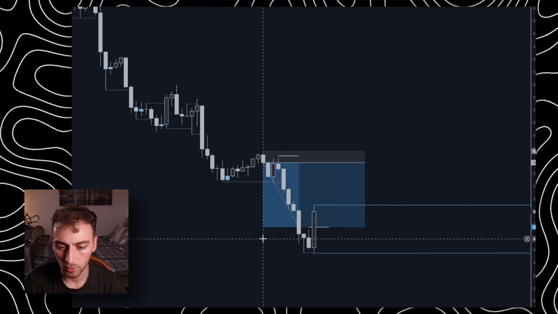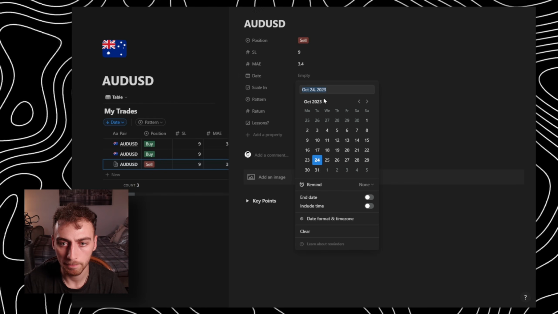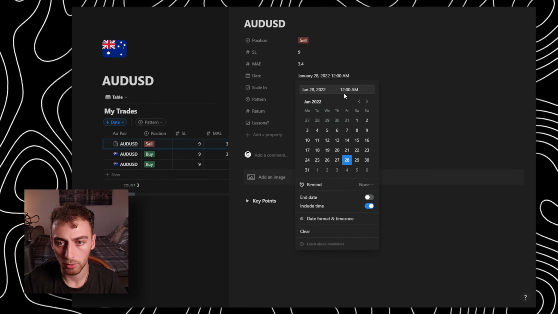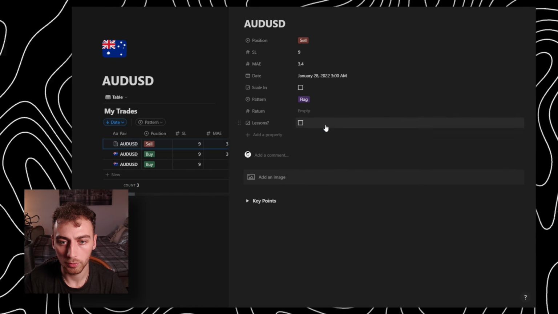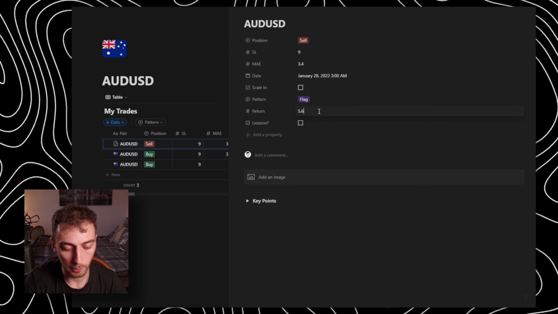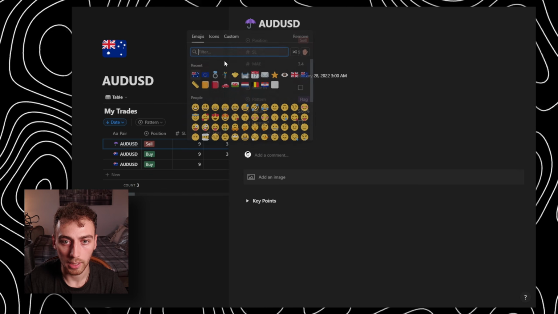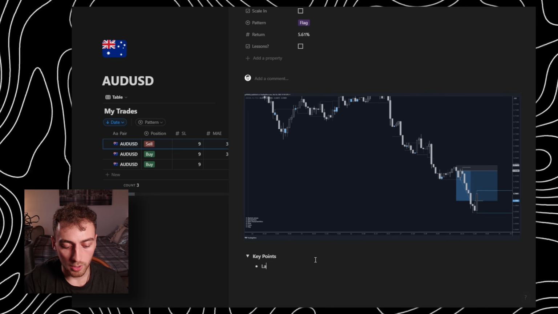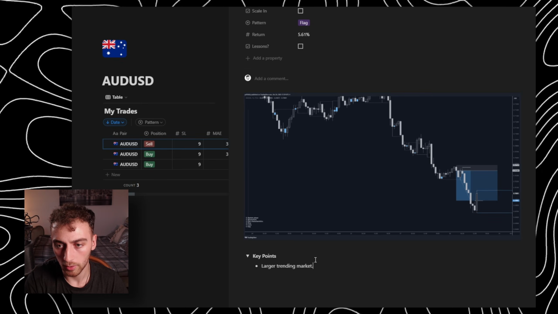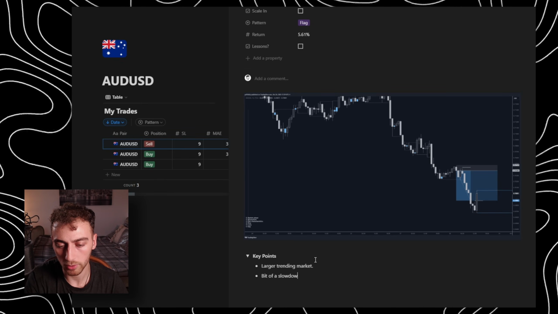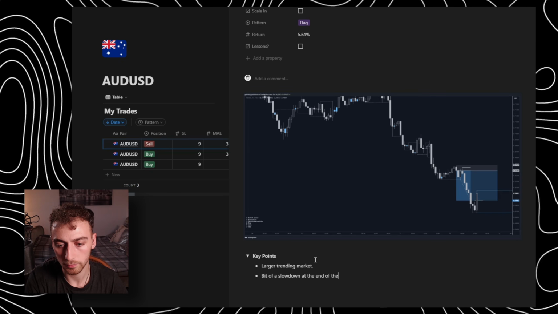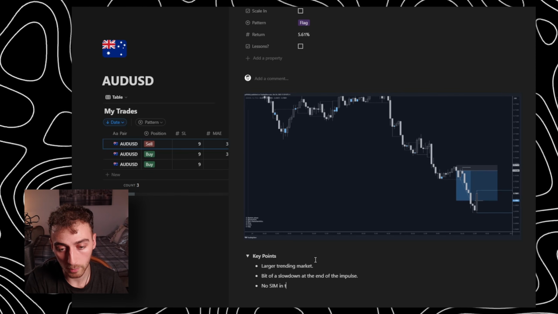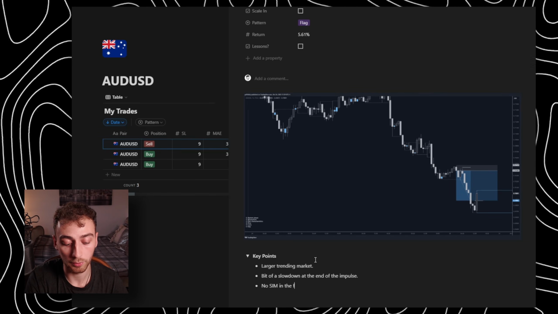So this trade was on the 28th of January at 3 AM. So Jan 28, 2022 at 3 AM. This was a flag and it made 5.61%. Add the emoji, add the picture. So larger trending market. A bit of a slowdown at the end of the impulse. No shift in momentum in the pullback, in the flag formation.